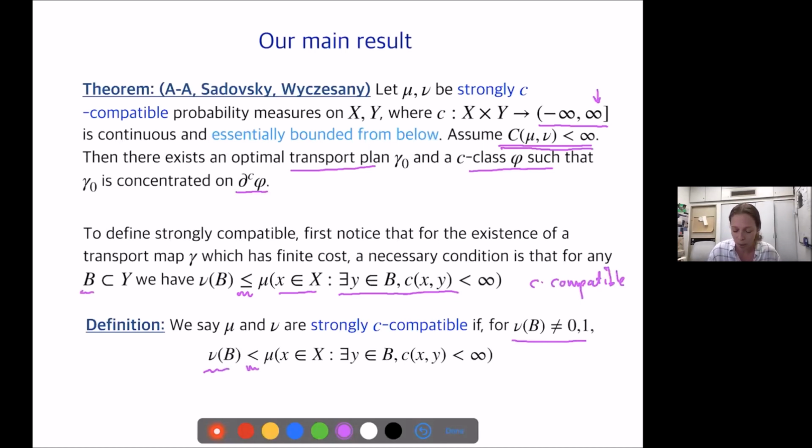And also when the mu of this set over here is 0, I can't have a strong inequality. So I assume this only for sets which are of non-trivial measure. So not everything and not nothing. Okay, so this is strongly C-compatible. And now the theorem, up to saying what is essentially bounded from below, is given.